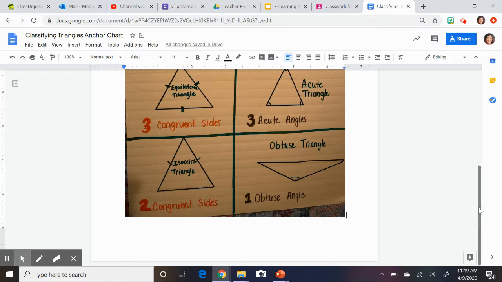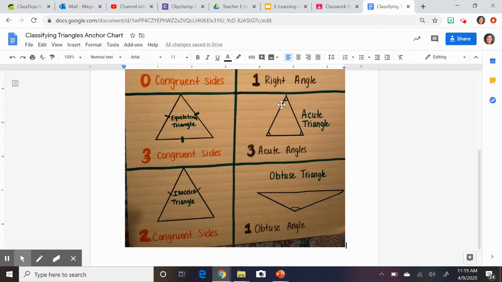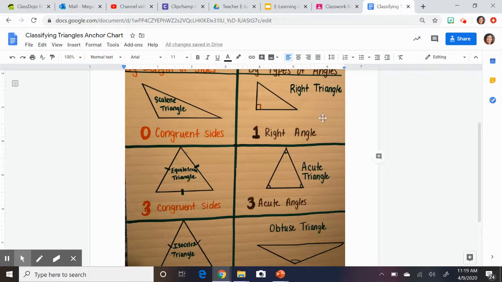So the reason why the acute triangle has to have 3 acute angles is because this is an acute angle and this is an acute angle, but it has one obtuse angle, so that knocks it out of being an acute triangle and makes it an obtuse triangle. And same thing here, this is acute and this is acute, but this is right. So it having just that one right angle knocked it out of being an acute triangle and made it the right triangle. So remember, an acute triangle must have 3 acute angles, okay?